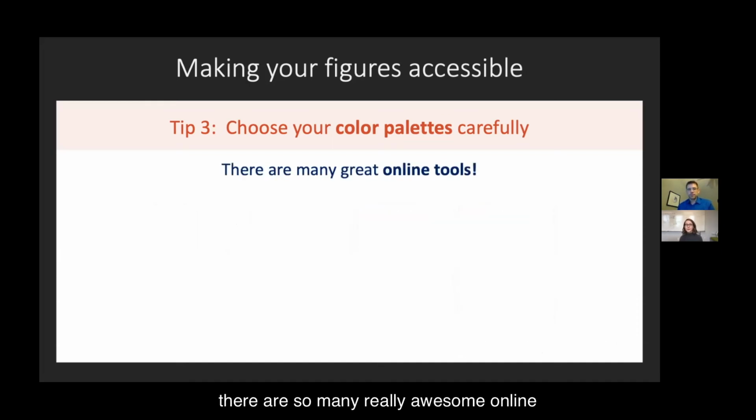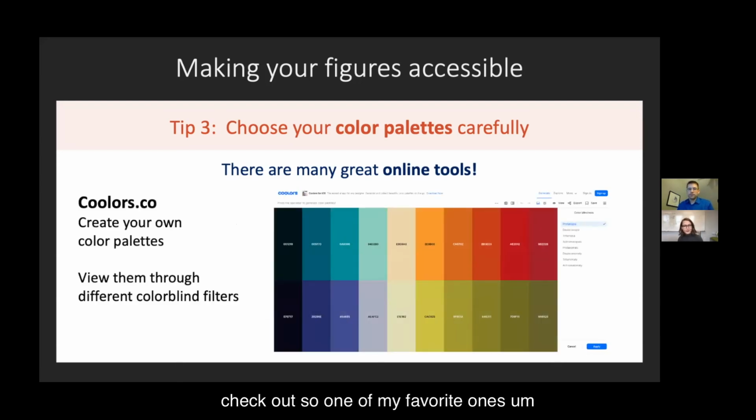There are so many really awesome online tools, and I really encourage you to check them out and play around with them. They're a lot of fun. One of my favorite ones is coolers.co, and this website is great. You can create your own color palettes, you can choose from existing color palettes, and the coolest thing about this website is that you can view these color palettes through different colorblind filters.